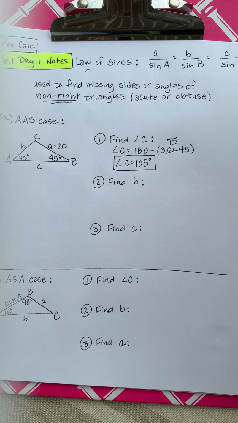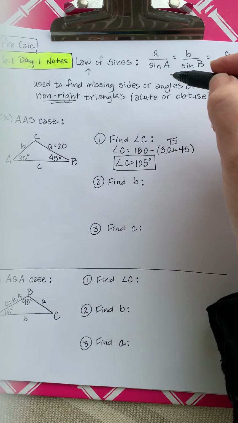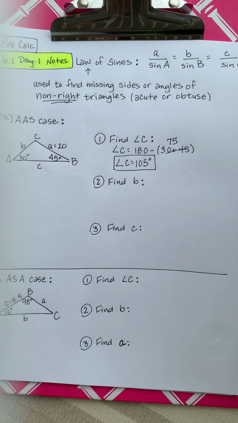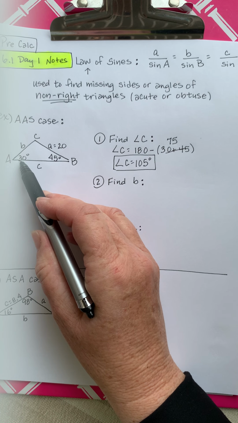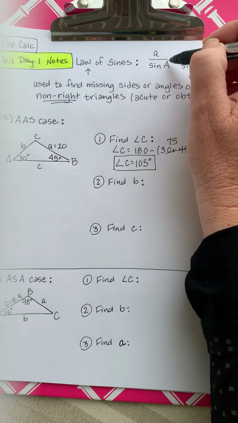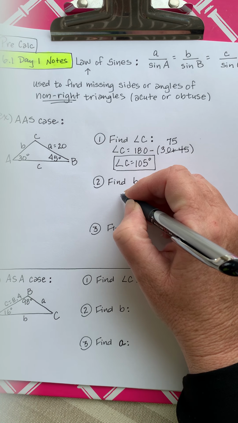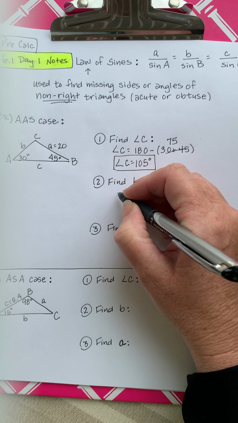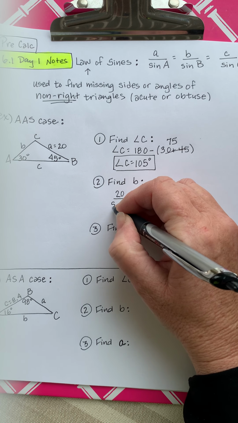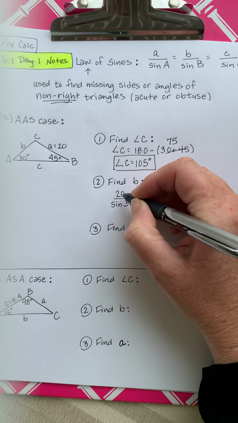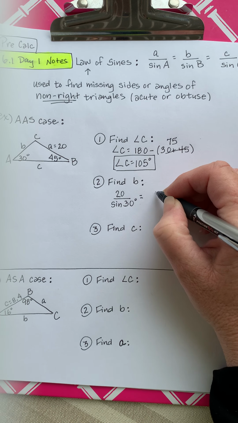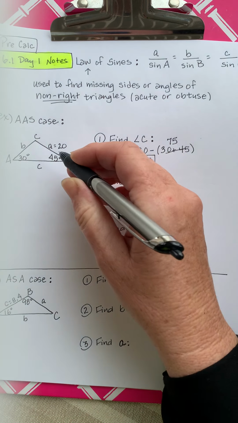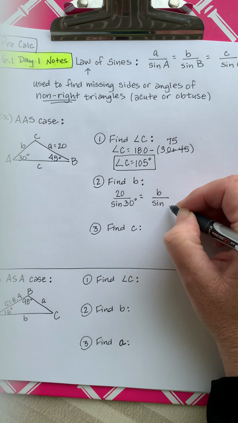Then to find side B, what pair do we know? I said that if we know one of these pairs, we can use this. Which pair do we know where we have a side and the angle that's across from it? It's our A's. So we know a over the sine of A: 20 over the sine of 30 degrees equals b, which we don't know, over the sine of B.